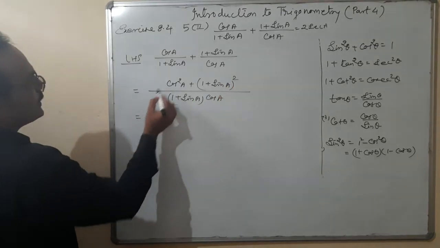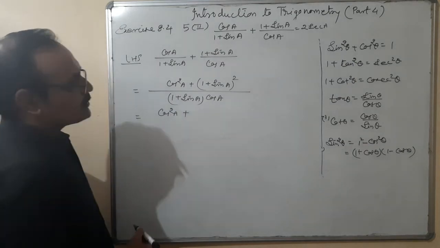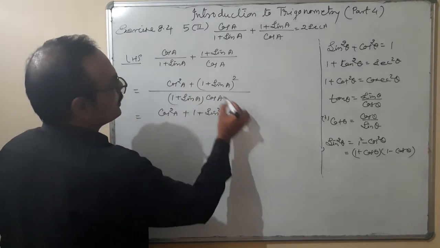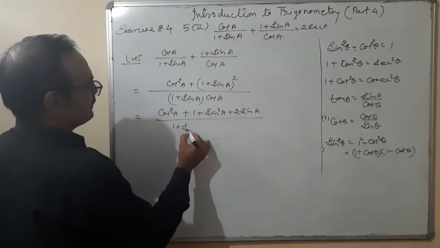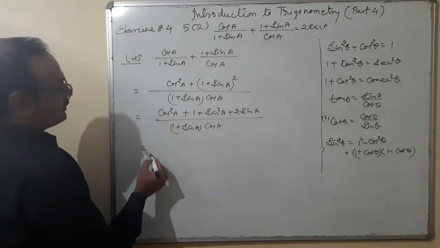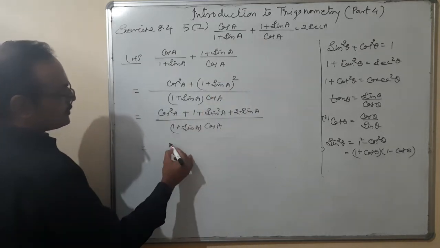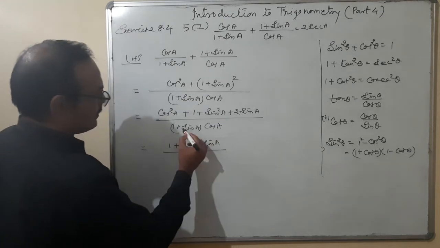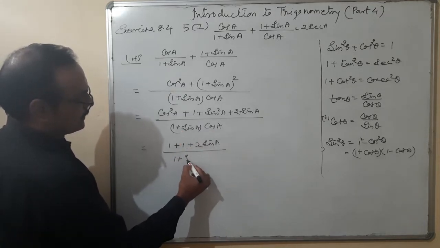Okay. This means cos square A as it is, plus using the identity a plus b whole square, a square plus b square plus 2 into 1 into sin A, upon 1 plus sin A into cos A. Cos square A plus sin square A. Identity, the value of this is 1. Sin square A plus cos square A, that is 1, plus 1 plus 2 sin A upon 1 plus sin A. Don't multiply here with cos A to 1 plus sin A. Remains as it is.